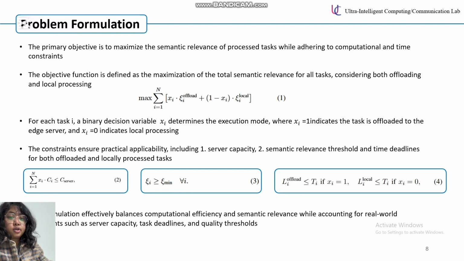The constraints ensure practical applicability. The first one is server capacity, as we can see in Equation 2, and the second one is the semantic relevance threshold, in Equation 3. The final one is the time deadline for both offloading and local processing tasks, in Equation 4. So this formulation effectively balances computational efficiency and semantic relevance while accounting for real-world constraints such as server capacity, task deadline, and quality threshold.